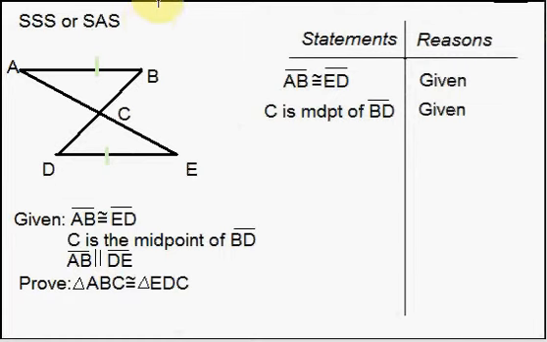So we say that C is the midpoint of BD. So now we know that this is congruent to this. Okay, so we can go ahead and say that line segment BC is congruent to line segment DC. And the reason for that is definition of midpoint. Okay, now we have two sides.